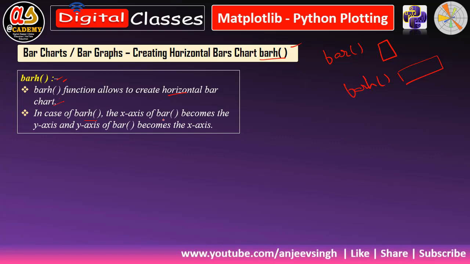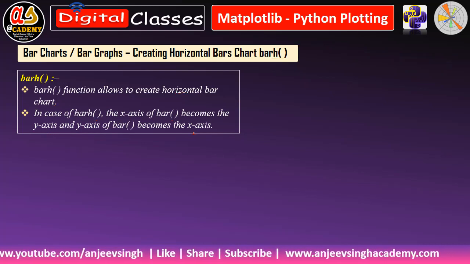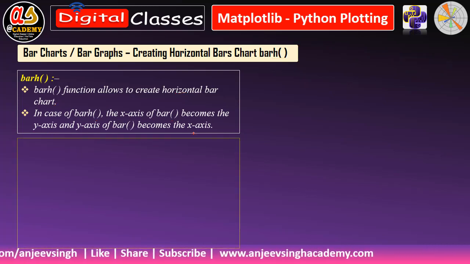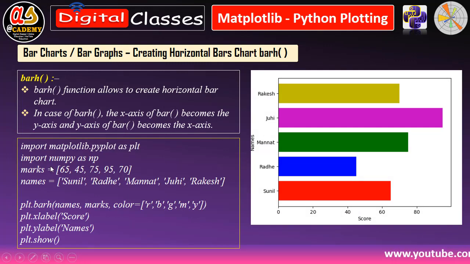in case of barh, the x-axis of bar becomes the y-axis and the y-axis of bar becomes the x-axis. Means it's just like a transpose. So whatever x-axis you have given in bar, that becomes the y-axis here, and whatever y-axis you have given there, that becomes the x-axis here. So look at this example.